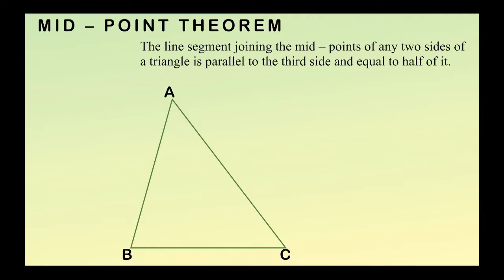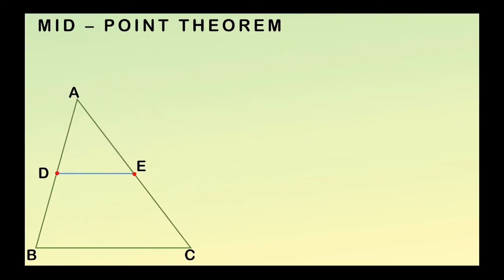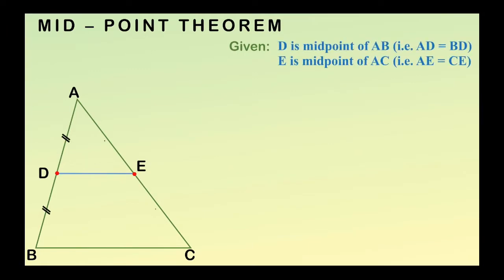Let's say in triangle ABC, the midpoint of side AB is D and that of AC is E. According to the theorem, the line segment DE joining these midpoints is parallel to the third side of the triangle, BC, and also half of it. This means that we are given AD equals BD and AE equals EC, and we need to prove that DE is parallel to BC and DE is half of BC.